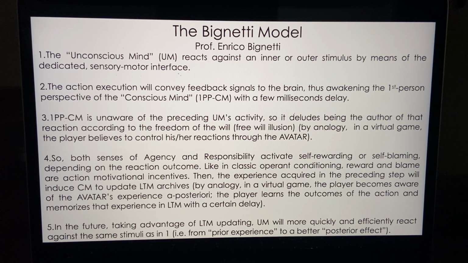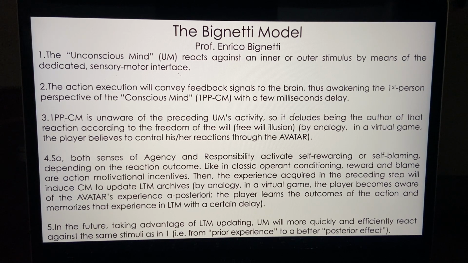By analogy, in a virtual game, the player believes to control his or her reactions through the avatar. Fourth point, so both senses of agency and responsibility activate self-rewarding or self-blaming, depending on the reaction outcome. Like in classic operant conditioning, reward and blame are action motivation incentives. So, the experience acquired in the preceding step will induce CM to update LTM archives. By analogy, in a virtual game, the player becomes aware of the avatar's experience a posteriori. The player learns the outcomes of the action and memorizes that experience in LTM with a certain delay.